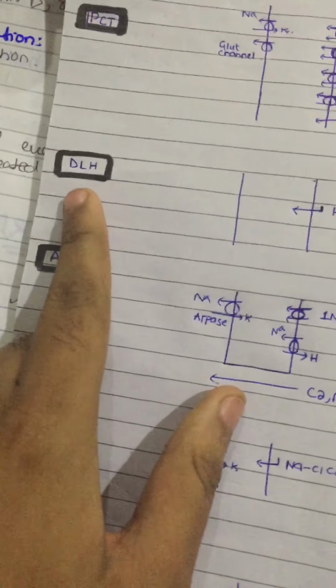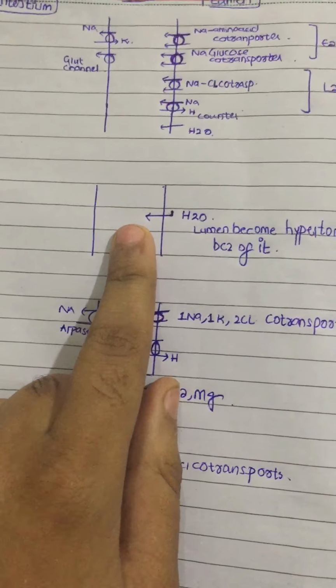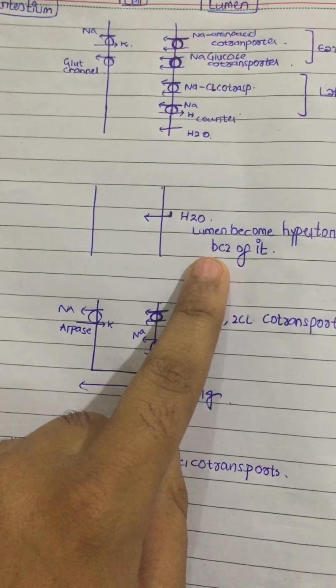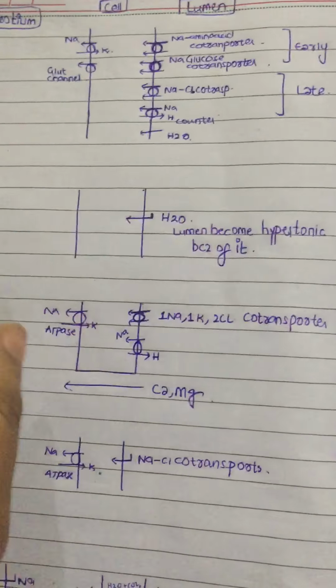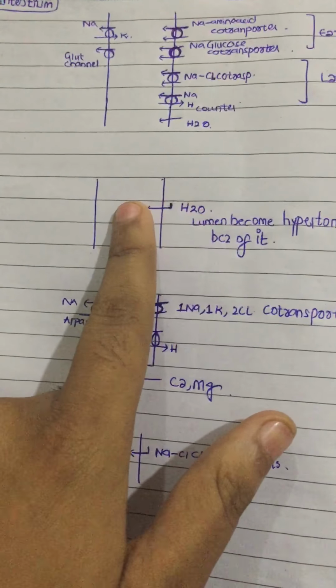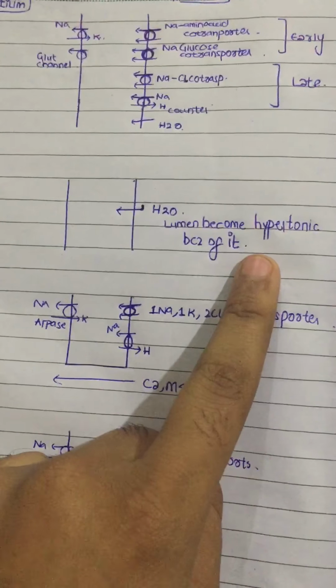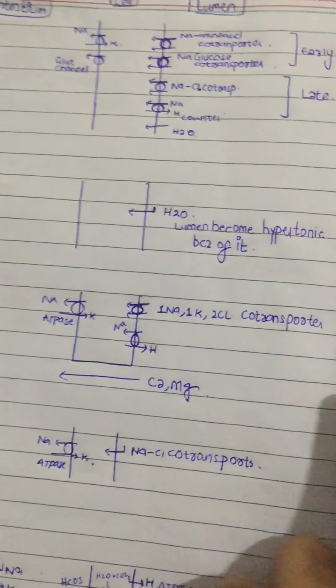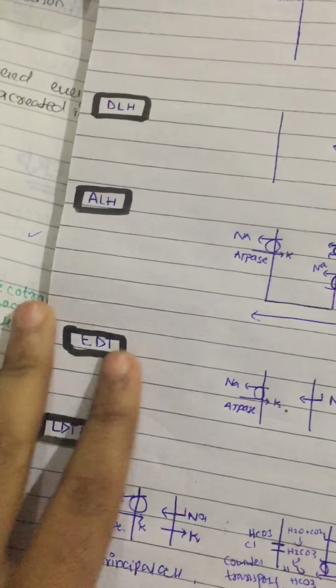Then we're gonna have the descending loop of Henle. The descending loop of Henle is the part which is permeable only to water, and because of the absorption of water in high concentration in the descending loop of Henle, it makes the lumen hypertonic. Okay, now we're gonna do the ascending loop of Henle.